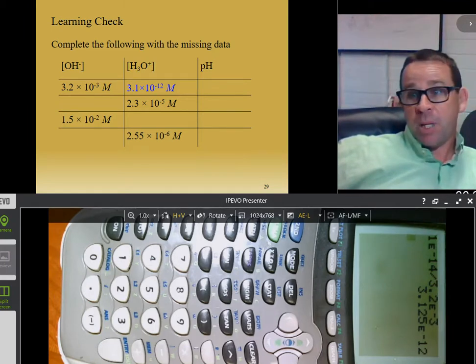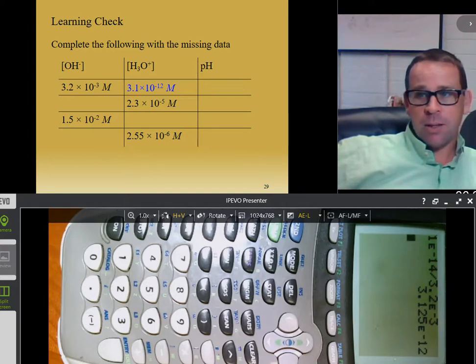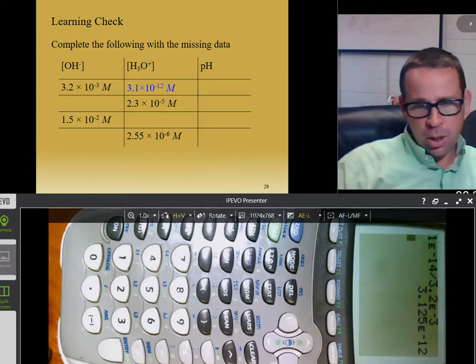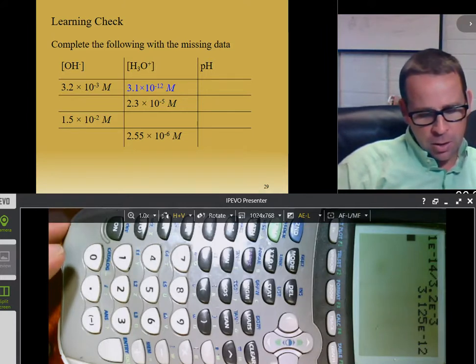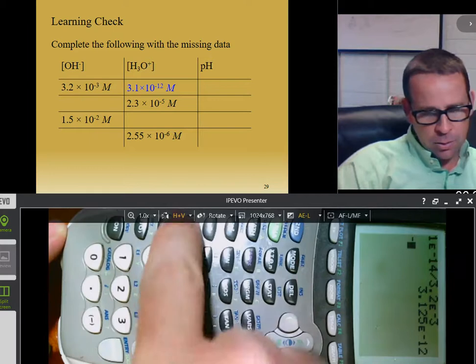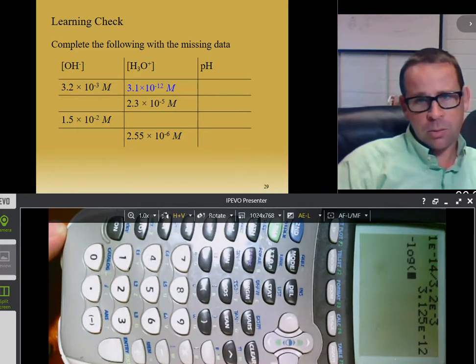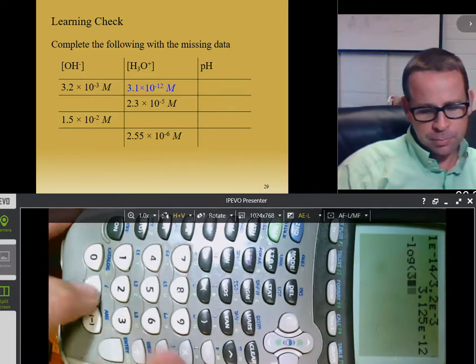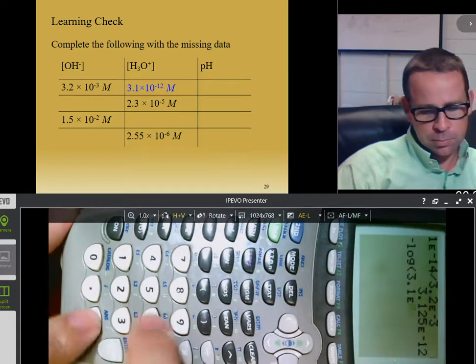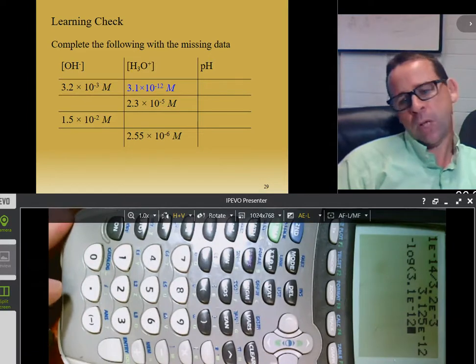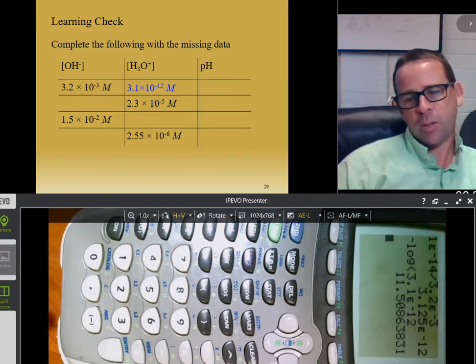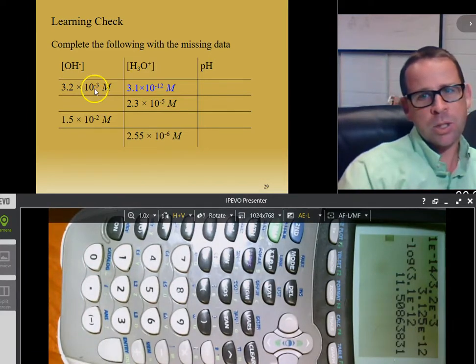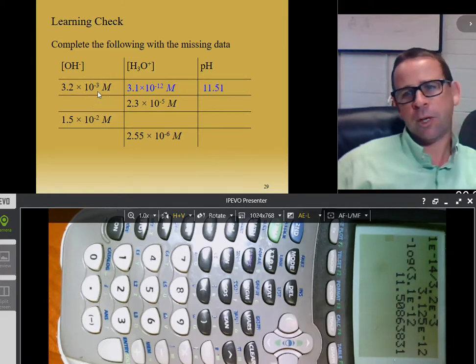Okay, for pH, we take the negative log of the hydrogen ion concentration because P, negative log, H, hydrogen ion concentration. So I'm going to say negative log, and then I'm going to type in my 3.1 times 10 to the minus 12. Okay, and then I can just push enter. And so that will be my pH of 11.51.